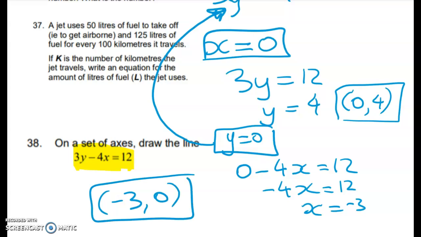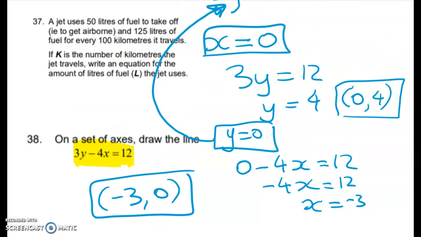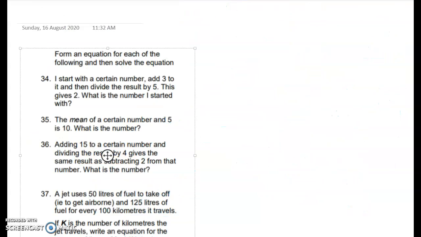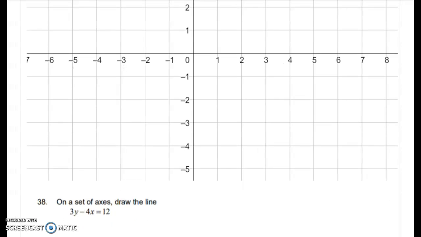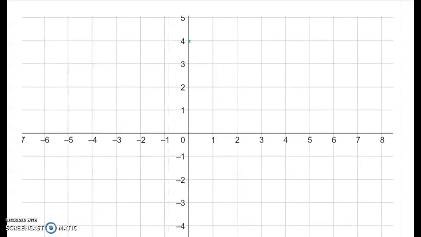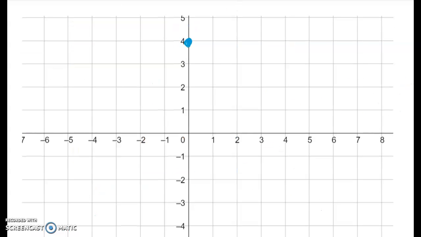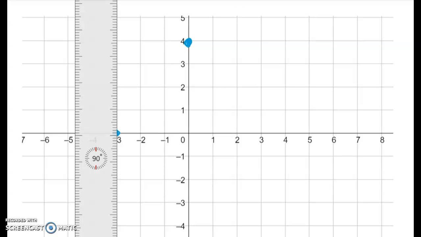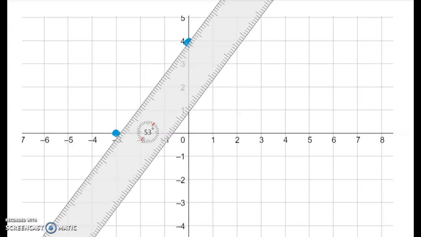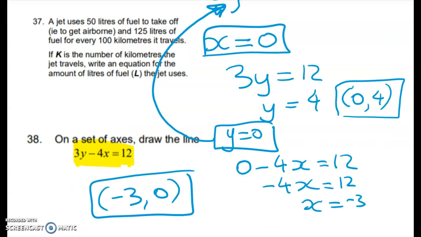All we have to do now is to plot those 2 points and join up the line. So we've got 0, 4 up here. And then the other point that we had was negative 3, 0. So I just grab my ruler or my snapper card if I haven't got a ruler, and I join those 2 points up. And that's my line. So that's a really nice way to do it.